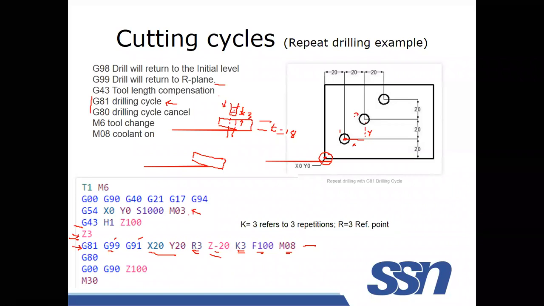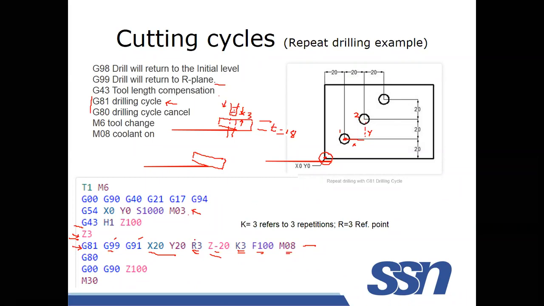Next, we have used the incremental coordinate system, G91. Second time execution will make the tool move to the center point of hole number 2, because we are using incremental. From this position, 20 units in X, 20 units in Y, so it will move to this place. Again a drill will be made. After completion of the drill, the tool bit will be kept 3 mm away from the surface, because we set the reference point as 3.